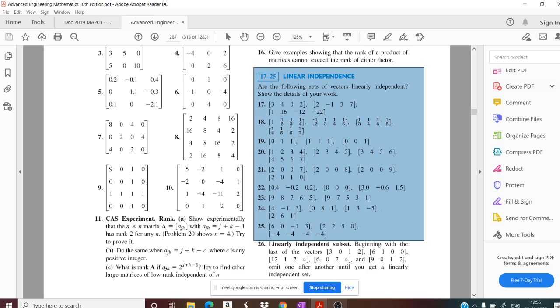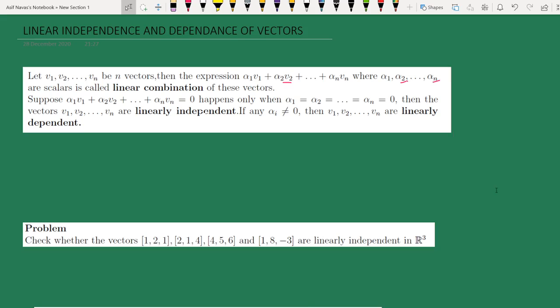Okay, so here today we will discuss linear independence and dependence of vectors. Let v1, v2, etc., vn be vectors. Then the expression alpha 1 v1 plus alpha 2 v2 plus etc. alpha n vn, where alpha 1, alpha 2, etc., alpha n are scalars, is called a linear combination of vectors.